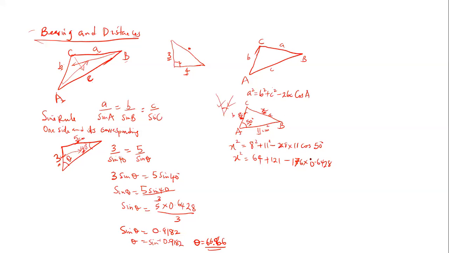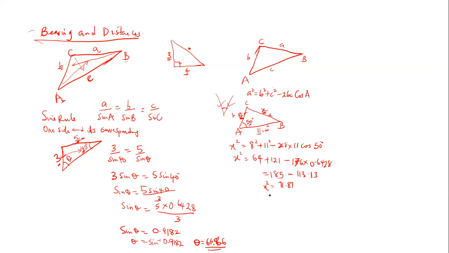So multiply it by 176. It will give us 113.13. Minus 164 plus 121 will give us 185. So 185 minus this. 185 minus 113.13. That will be 71.87.